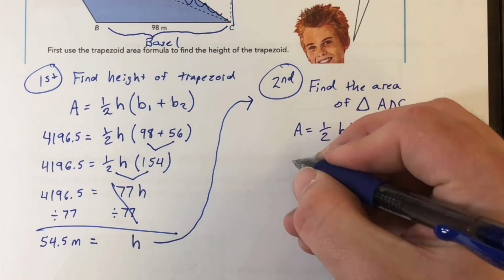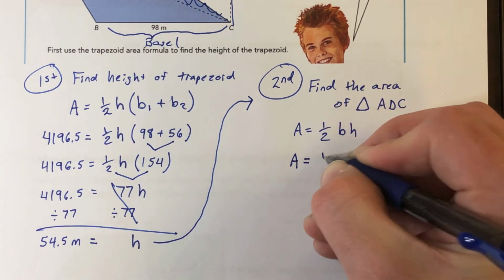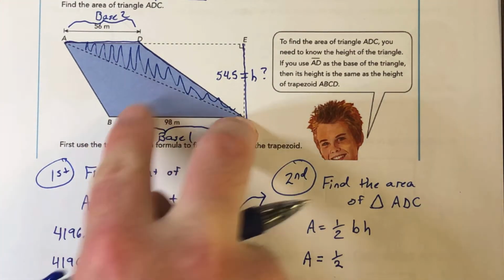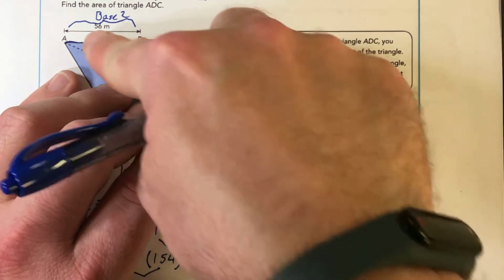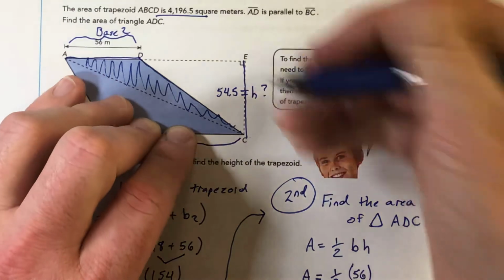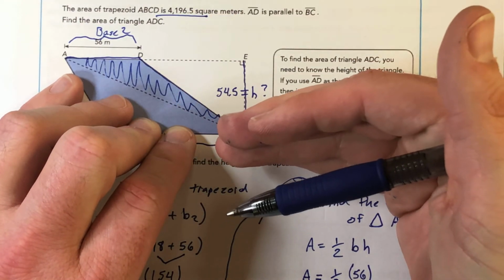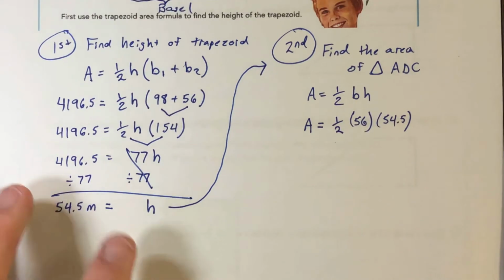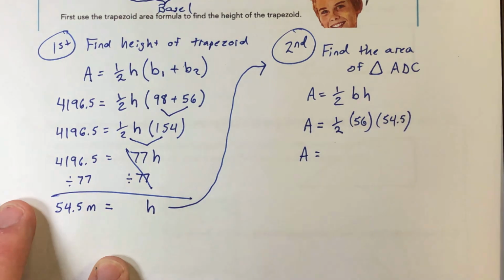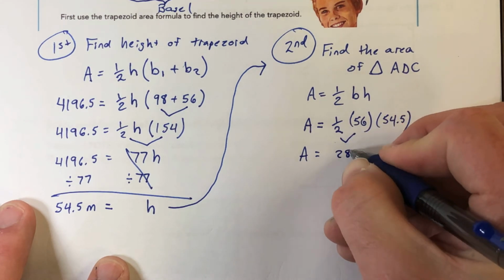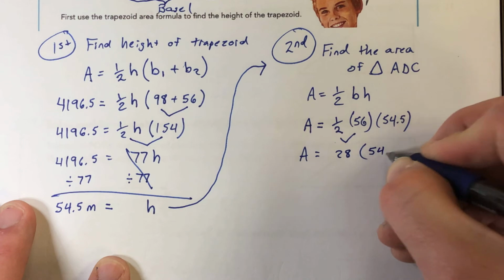All right, next step, fill in what you know. Do I know the area of the triangle? No, that's what I'm trying to find. So A equals 1/2 times, what's the base of the triangle? Don't use this base. I want the skinny triangle on top. So base is 56. What's the height of the triangle? Oh, well, it happens to be the height of the trapezoid that I found, 54.5. All right, next step, start working it left to right. It's all multiplication. So 1/2 times 56 is going to be 28 times 54.5.